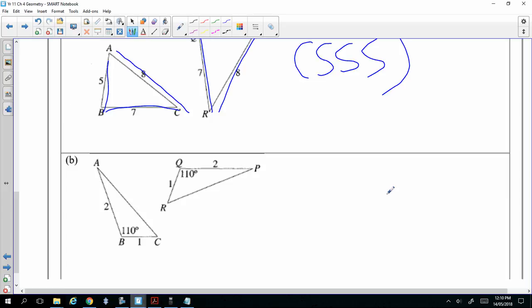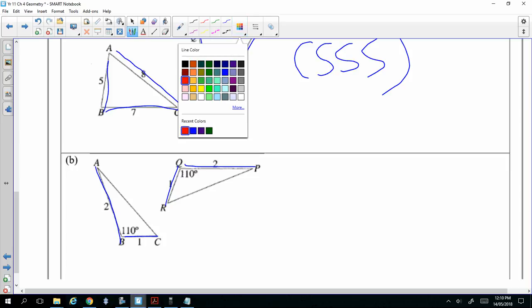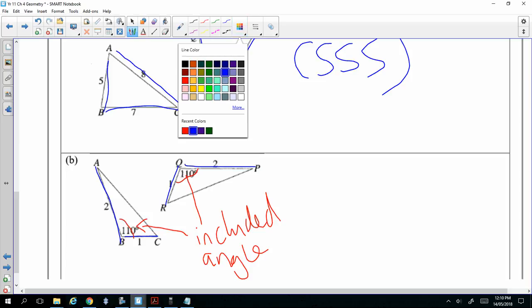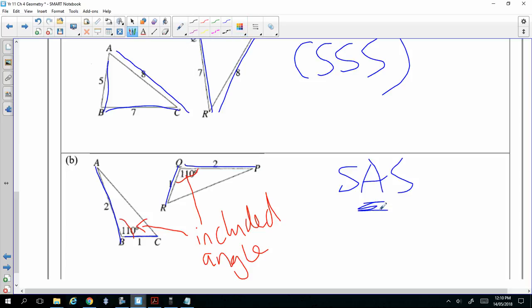We've got 1 side, another side, and then we have this angle in between the 2 sides. What do we call that angle? Included angle. We learned that in trigonometry. Remember when we use the cosine rule? Included angle. So it must be the included angle being equal. So it's SAS. The A has to be in the middle. So that angle here has to be here. If it's not there, that will not be the right congruent test. Okay, we've got 2 more to go through.